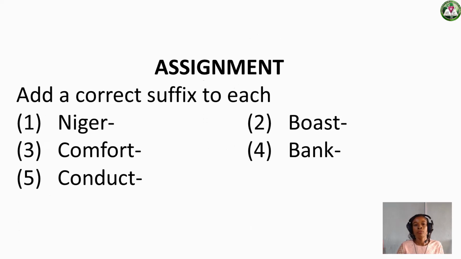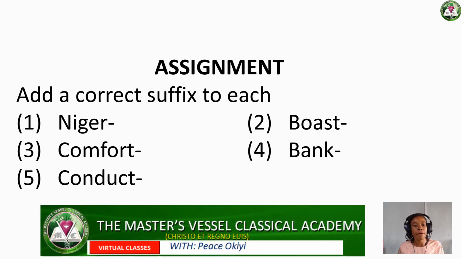So now, take your assignments. This is your assignment. Number 1, add a correct suffix to each. Attach any letter or word that will make it change the function and also make it correct as well. Number 1, you have Niger. Number 2, comfort. Number 3, boast. Number 4, bank. Number 5, conduct.